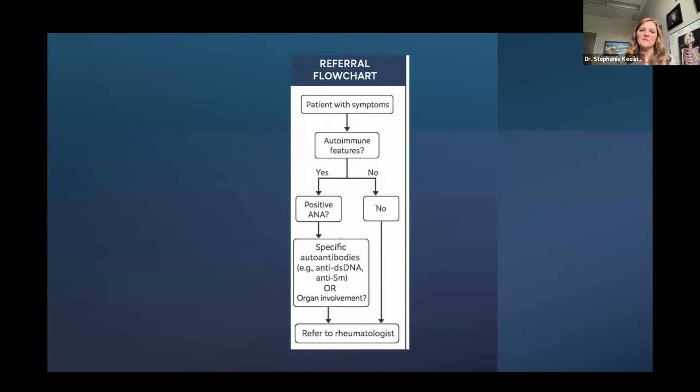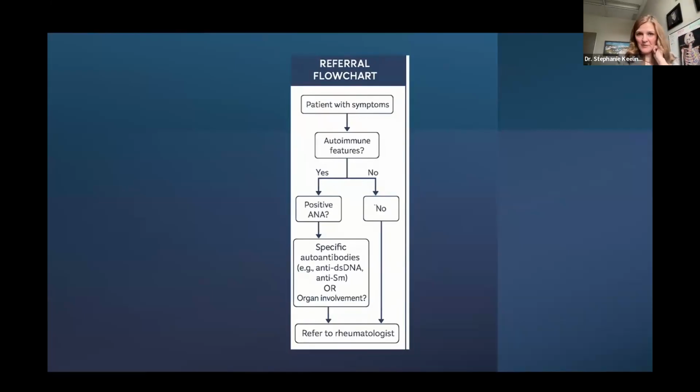When they have these symptoms, if they're positive for ANA, you may then go ahead and do some more specific autoantibodies and then refer our way. If they have autoimmune features, but they don't have a positive ANA, I would still recommend referring them to rheumatology because they may have another subtype of connective tissue disease.